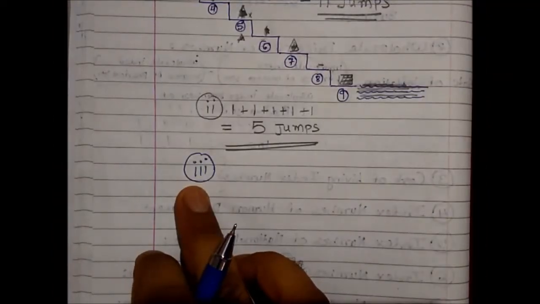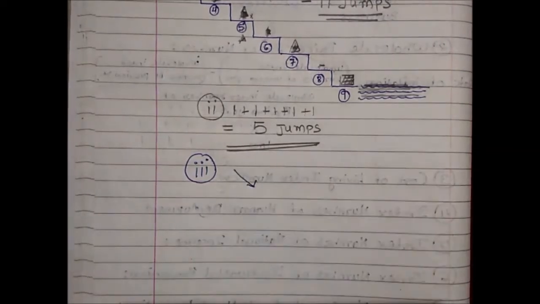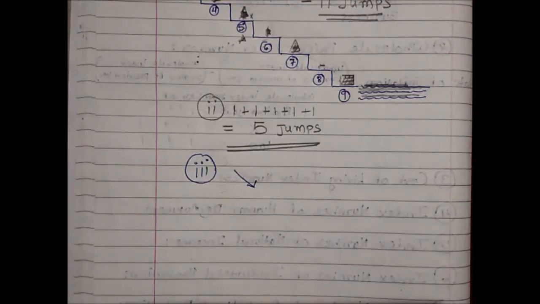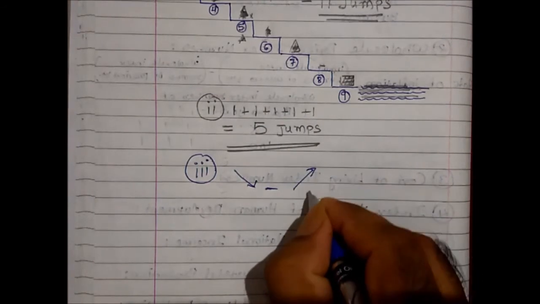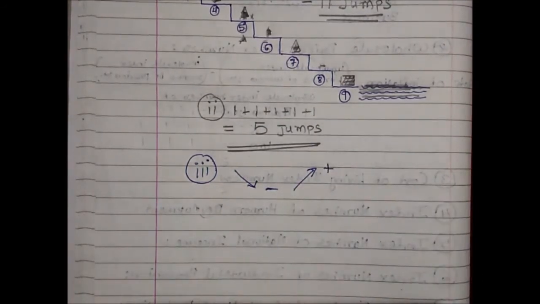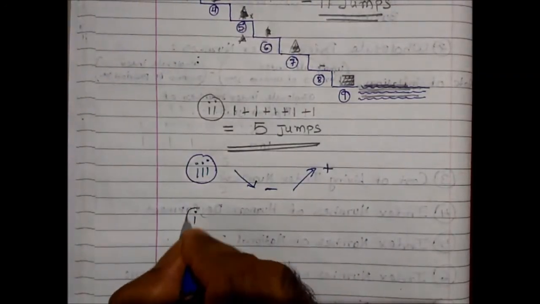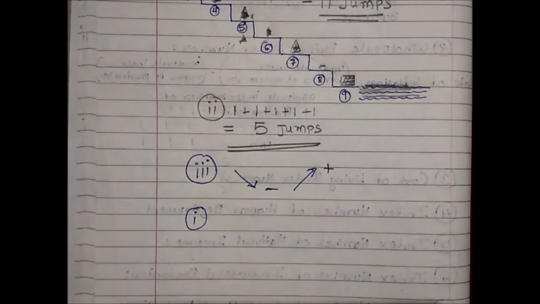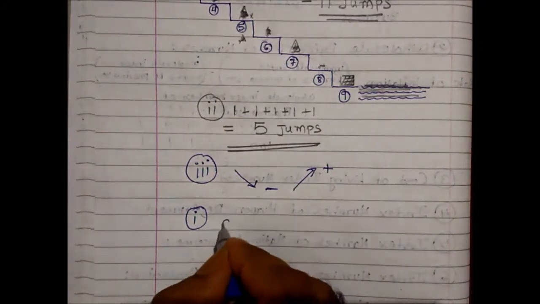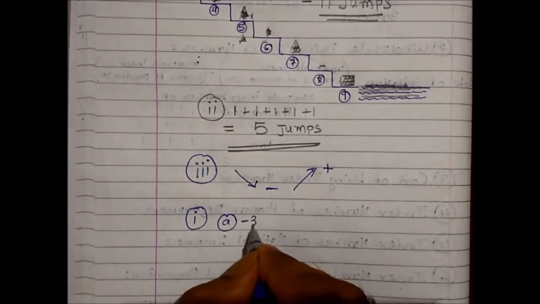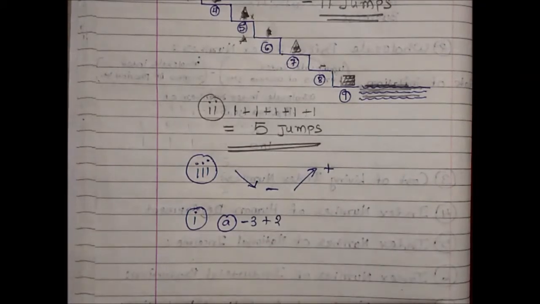Let's take the third question. If the number of steps moved down is represented by negative integers, and the number of steps moved up by positive integers, represent his moves in part 1 and part 2 by completing the following: -3, +2, and so on.